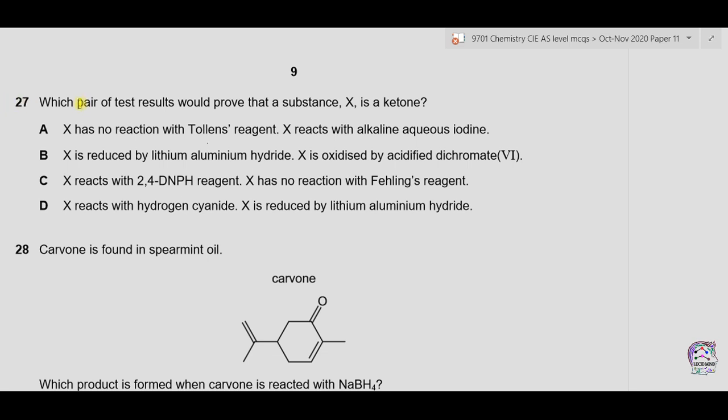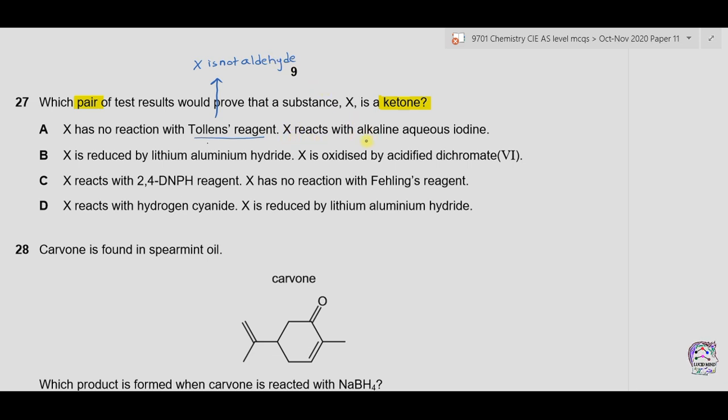Question 27. Which pair of test results would prove that a substance X is a ketone? A. X has no reaction with Tollens reagent. As we know that Tollens reagent gives a positive result only with aldehyde, X is not an aldehyde. It can be anything other than an aldehyde.